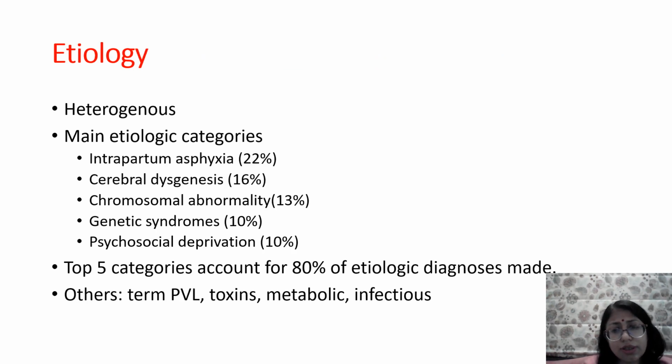We know that the etiology is actually heterogeneous. The major etiological categories include intrapartum asphyxia, still in most of the developing countries the commonest reason, in as high as 22% of the patients. Then cerebral dysgenesis or malformations in 16%, chromosomal abnormalities in 13%, genetic syndromes in 10%, and psychosocial deprivation in another 10%. These top 5 categories account for 80% of the etiological diagnosis. Other reasons could be term periventricular leukomalacia, toxins, metabolic, and infectious causes.